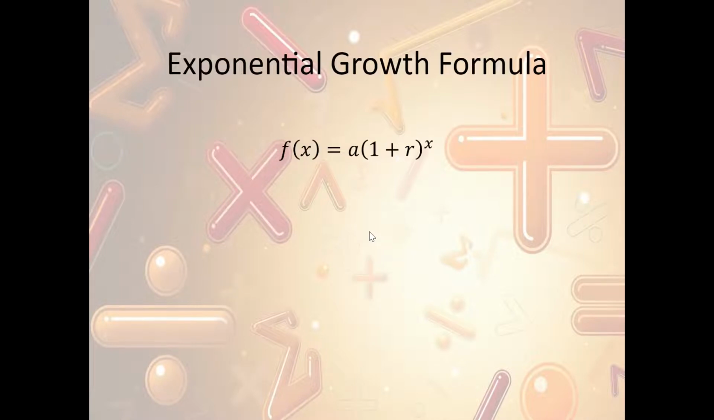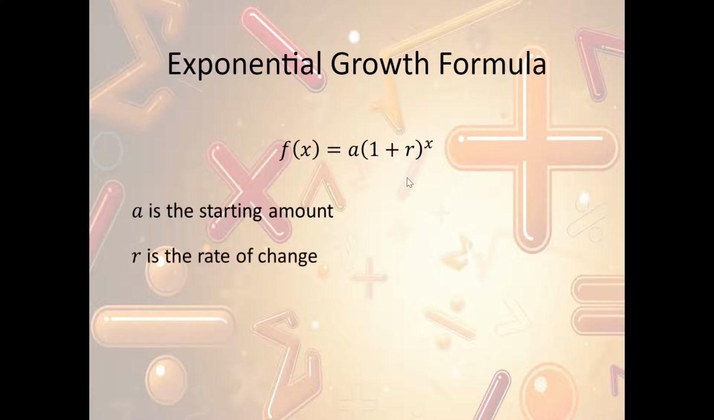Now, what is the exponential growth formula? The exponential growth formula is f of x, or y, is equal to a times 1 plus r to the x power. So A is our starting amount. That's how much we start with. If we were talking about money in a bank account, that's how much money we put into the account. R is the rate of change, meaning how much interest are we gaining. X is the amount of time. So let's say it goes monthly and we're doing it over 12 months. 12 months would be my X.